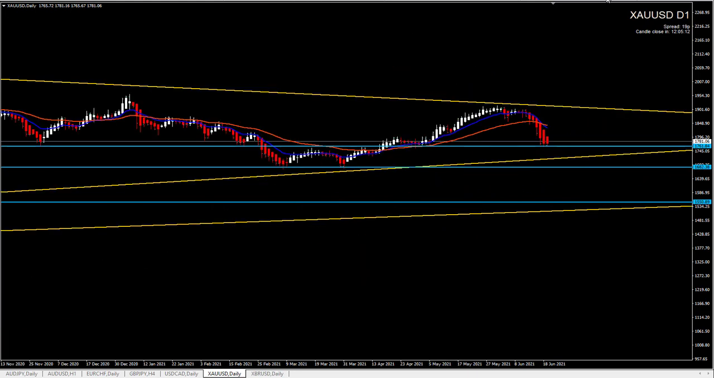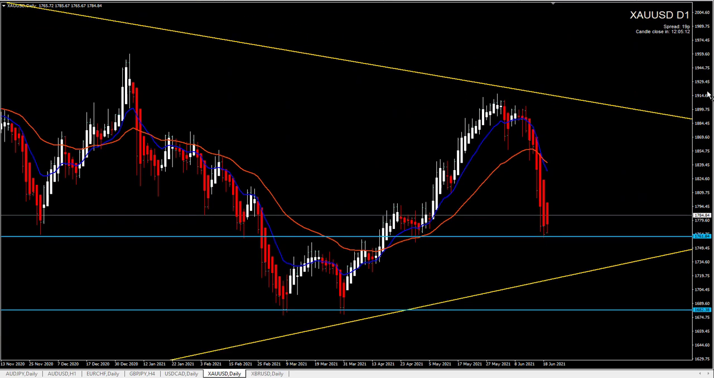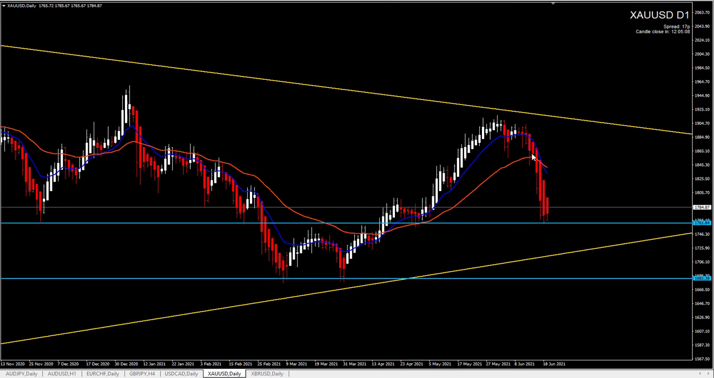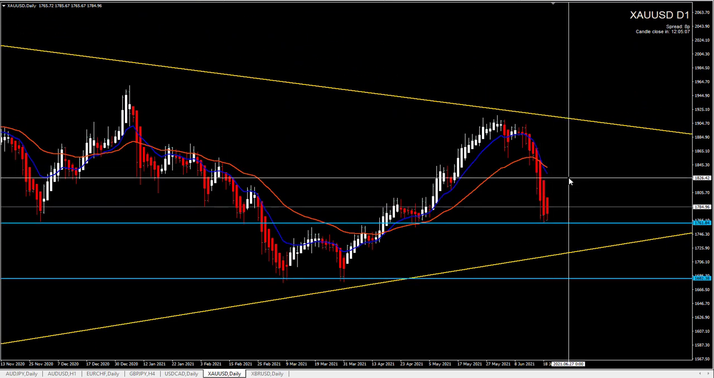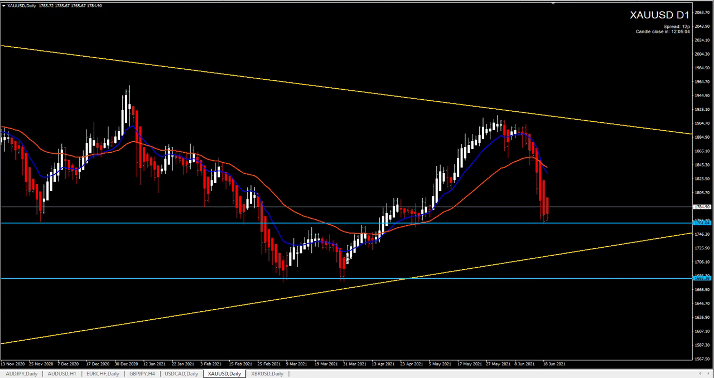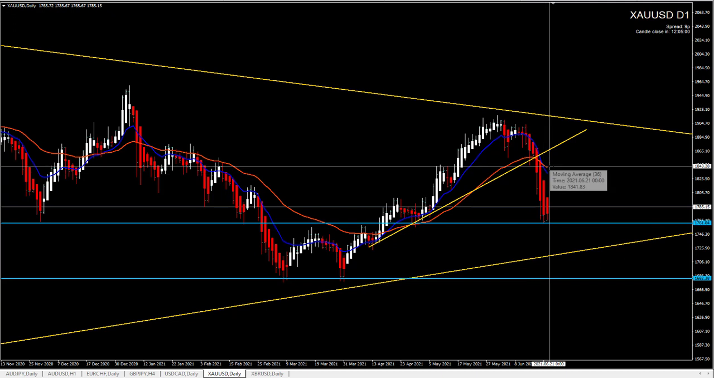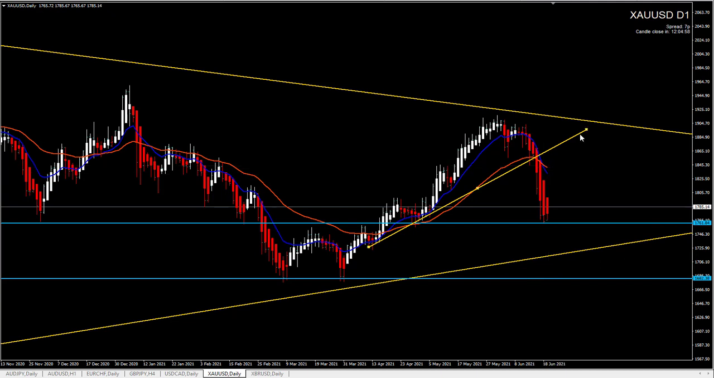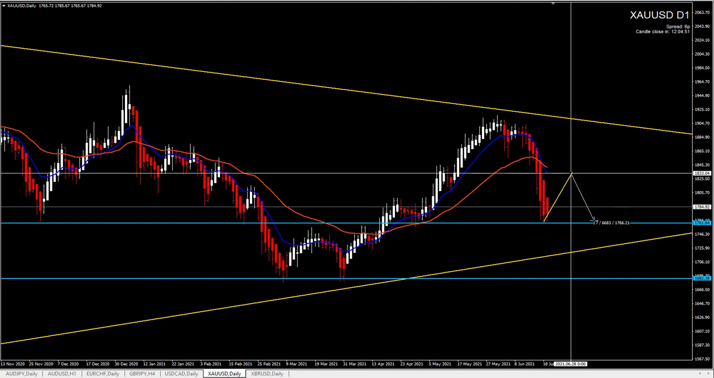So this is our analysis here, top-down approach, and what we see here on the daily is that price broke 36. We didn't get a strong trend line on the daily, only this. Also, price broke that. So what we can do here? Retracement in short entries. Where is our goal? Here, here, and here.